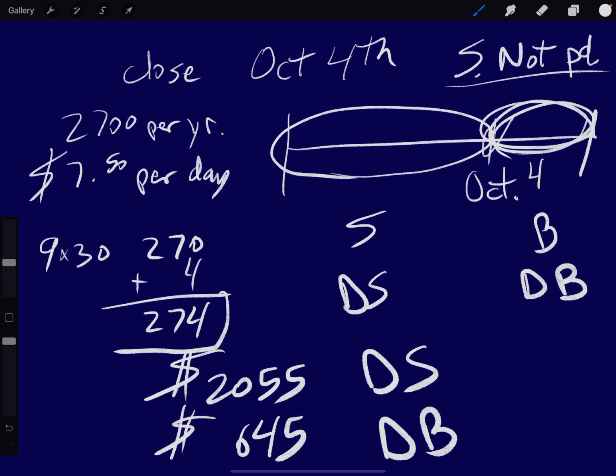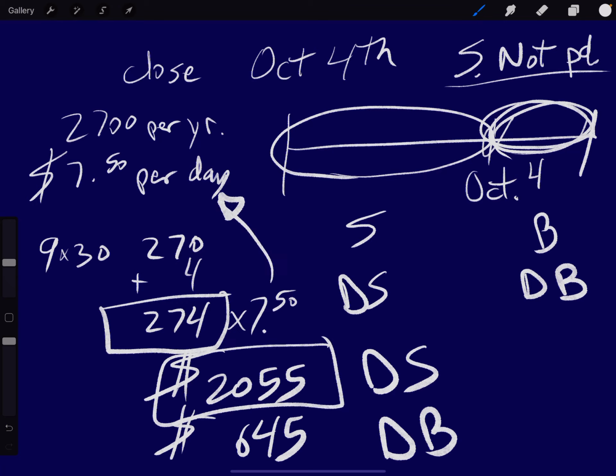So we just took these days to the seller and multiplied them by the $7.50 per day, and that gave us this $2,055. And then we just took that $2,055 and subtracted it from the $2,700 per year to get our $645. That's the 3 ways you would calculate tax proration.